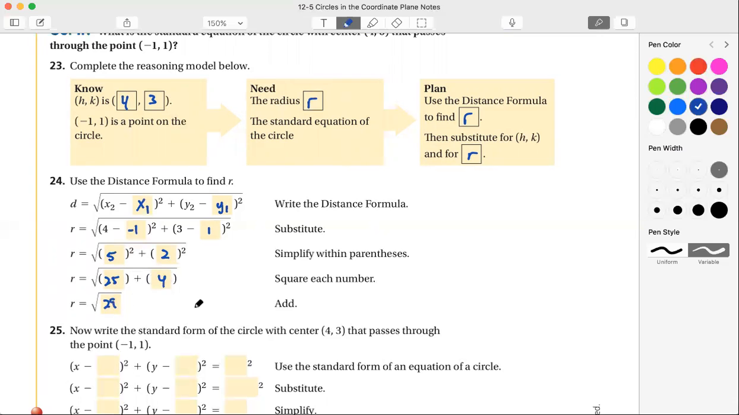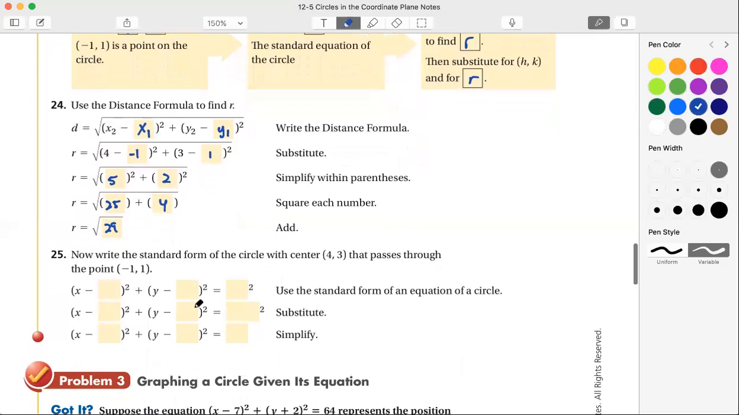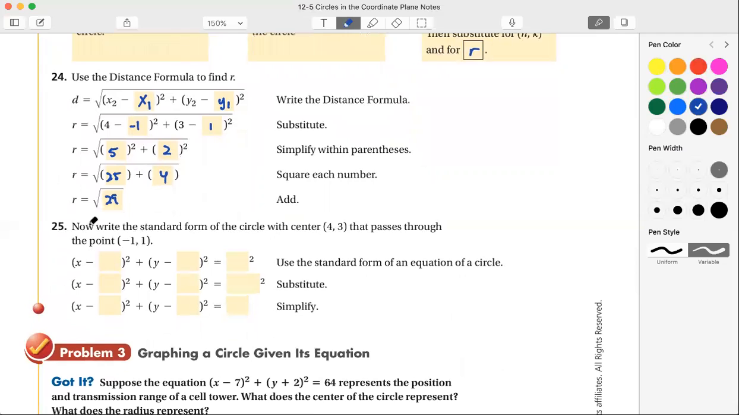Now I'm not going to use a calculator because that's going to come into play real quickly here. The standard form of the equation is (x minus h) squared plus (y minus k) squared equals r squared. We know the center is (4, 3), and we know the radius from the previous step is the square root of 29. Now the cool thing is, when I square a square root, it basically just goes away, and there is my answer.